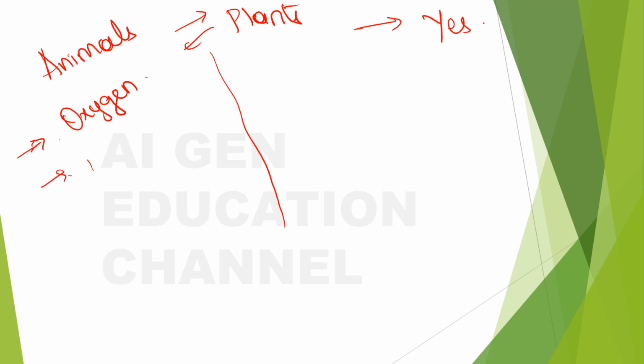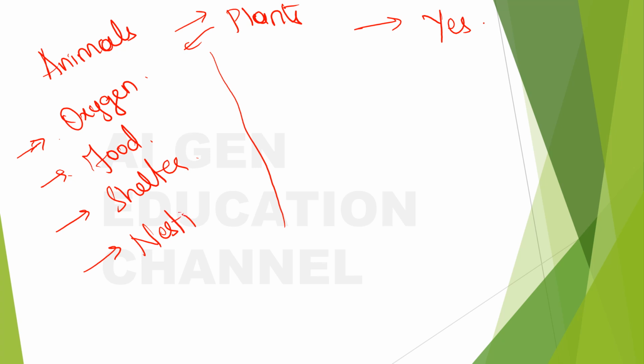And also what? Animals will get food from plants, animals will get shelter from plants, right? And also some birds will use the plants for nesting purposes, and there are many other needs of plants, right? Now, in what way are plants dependent on animals?